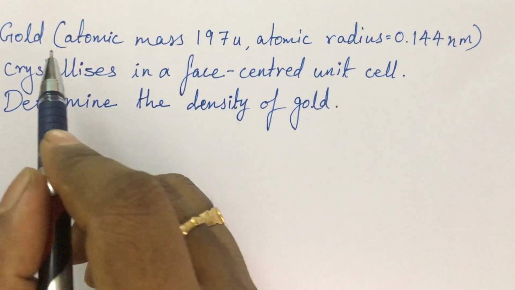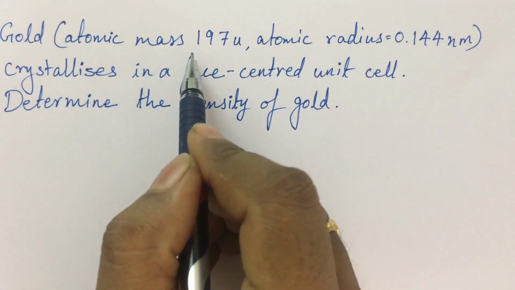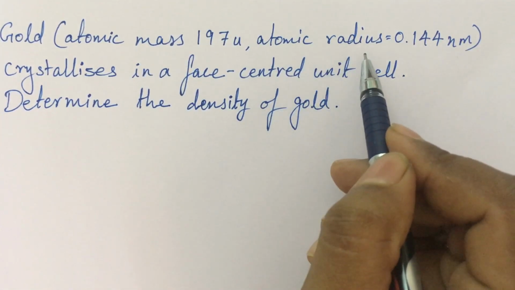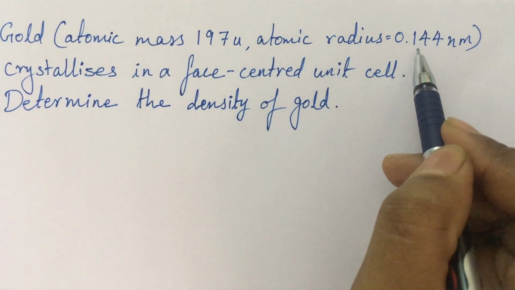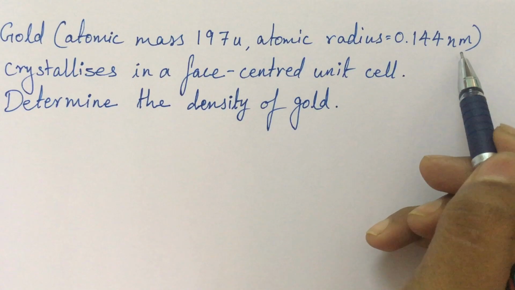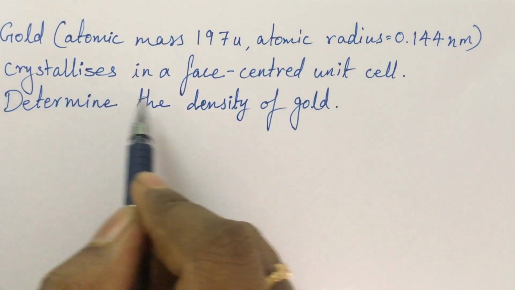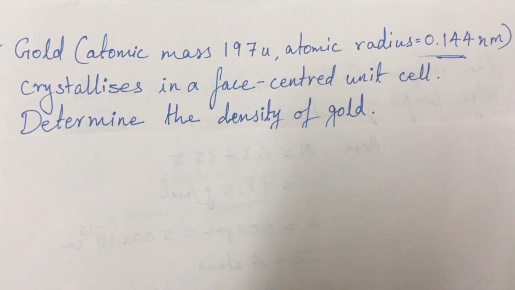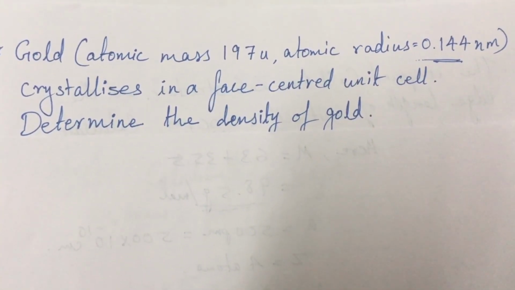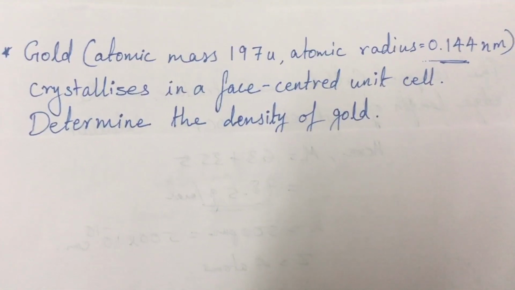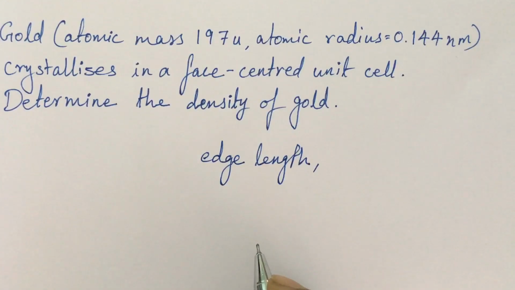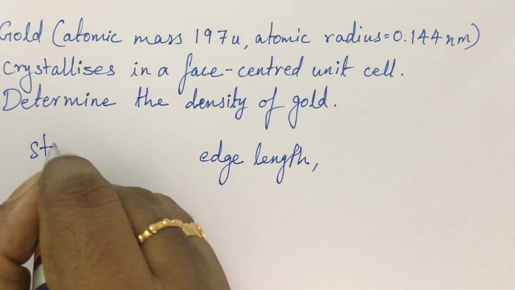Question is, gold having atomic mass 197 U and atomic radius 0.144 nanometer crystallizes in a face-centered unit cell. Determine the density of gold. What we have to find out? We have to determine the density of gold. Edge length is not given. Correct?